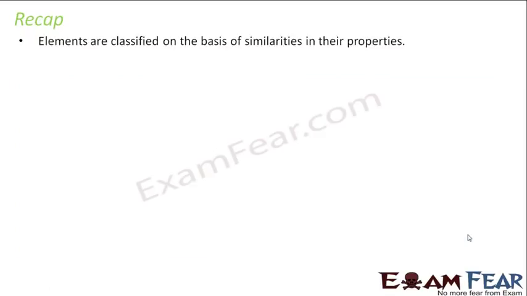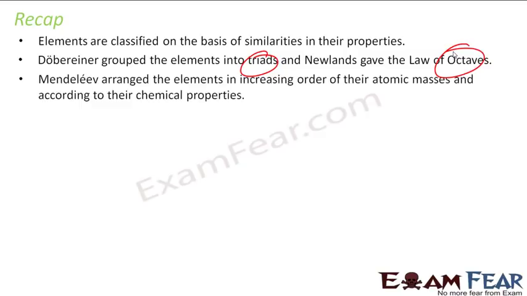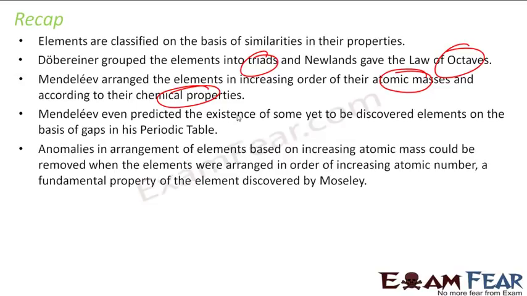Elements are classified on the basis of similarity in properties. Dobereiner grouped the elements into triads and Newlands into the law of octaves. Mendeleev arranged the elements in order of increasing atomic masses and also based on chemical properties. He predicted the existence of some elements which were not even discovered at that time. There were some anomalies in the ordering by atomic masses, which were removed when Moseley proposed the atomic number.